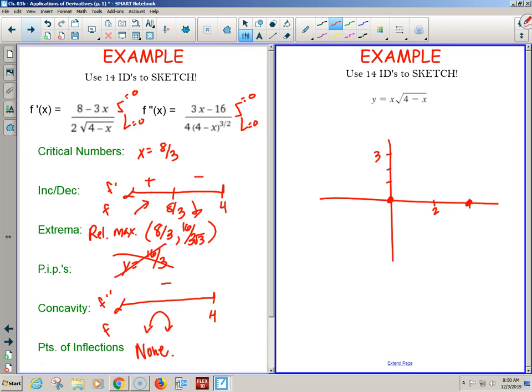So we're going to go 2 and a little bit more and 3 and a little bit more. Okay, fine. There's my disgusting 8/3 and 16 over 3 rad 3. Oh, and that's a relative max. I'm done. Wait. Am I? I'm concave down. I'm not going past 4. What else do I need to do, though?